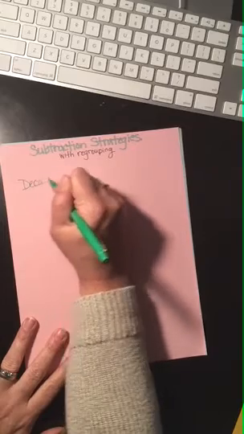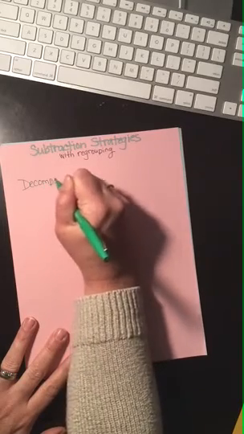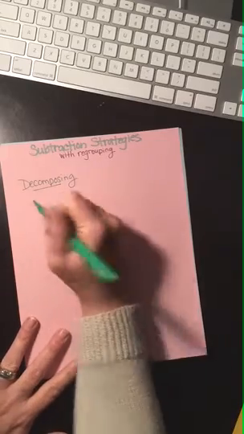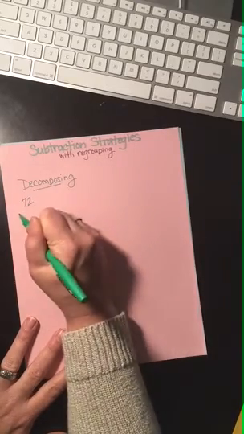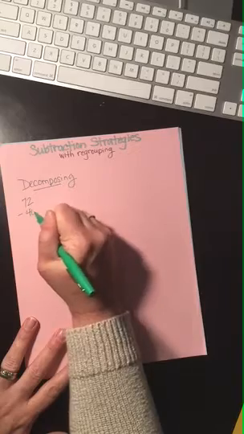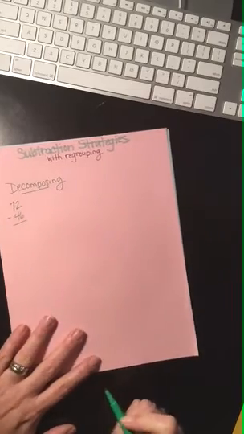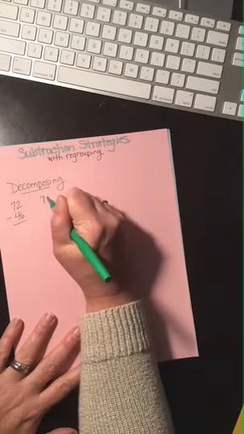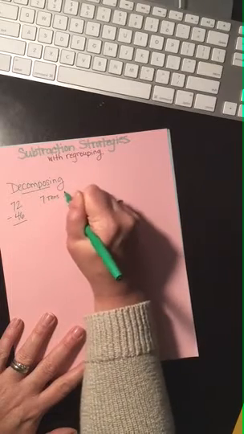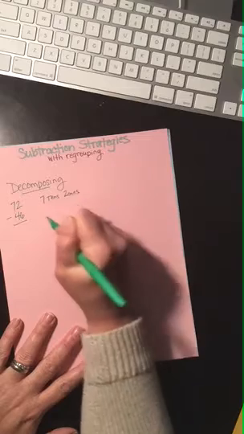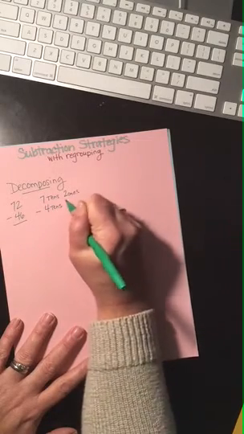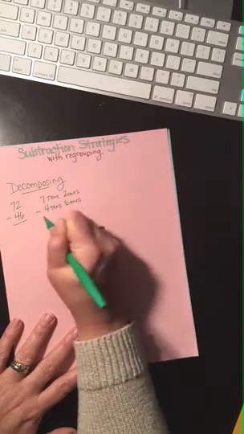So the first strategy is going to be a strategy that involves decomposing. So let's say, for example, we want to do 72 take away 46. We want students to be able to decompose 72 into 7 tens and 2 ones, and then decompose 46 into 4 tens and 6 ones.